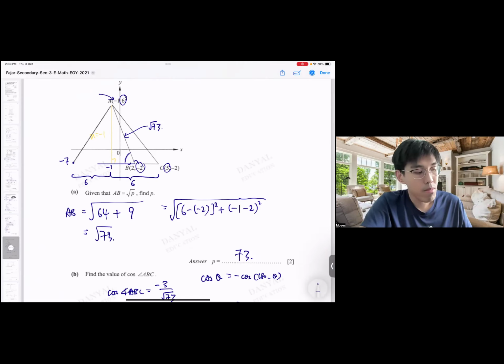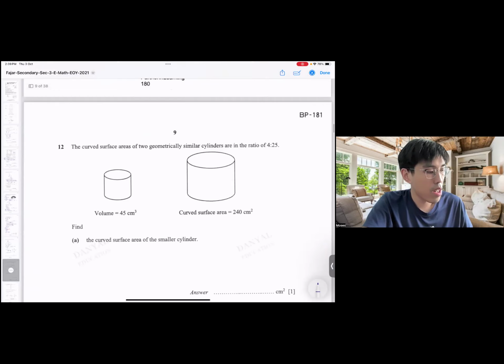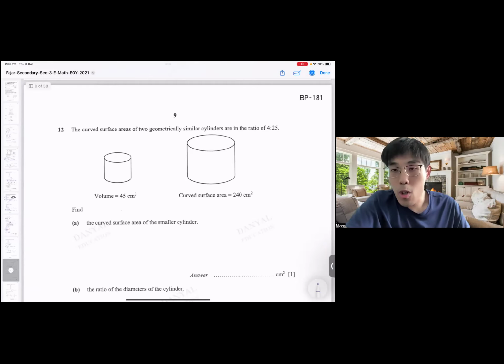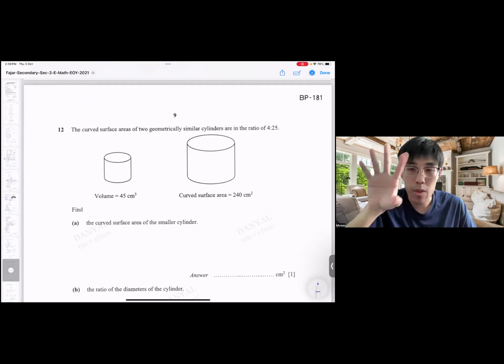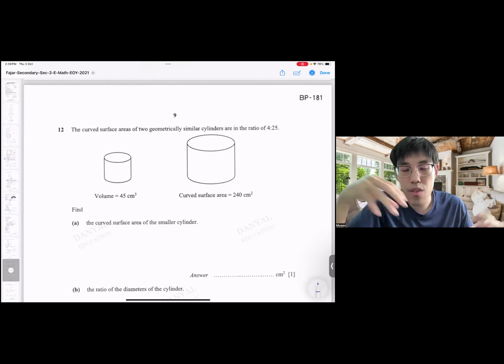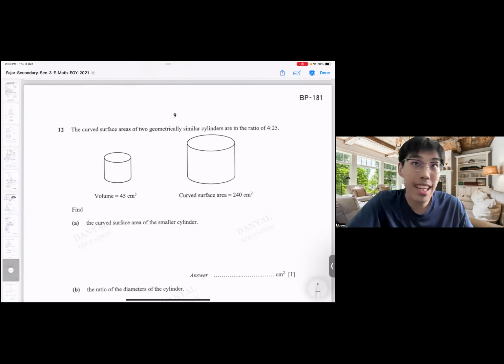Okay, next. We are also talking about congruence and similarity in terms of volumes and solids. So this is one quite important also. We talk about it a bit in Sec 2, where given the length scale, we must square to find the area scale, and cube to find the volume scale. It's actually the same thing here.